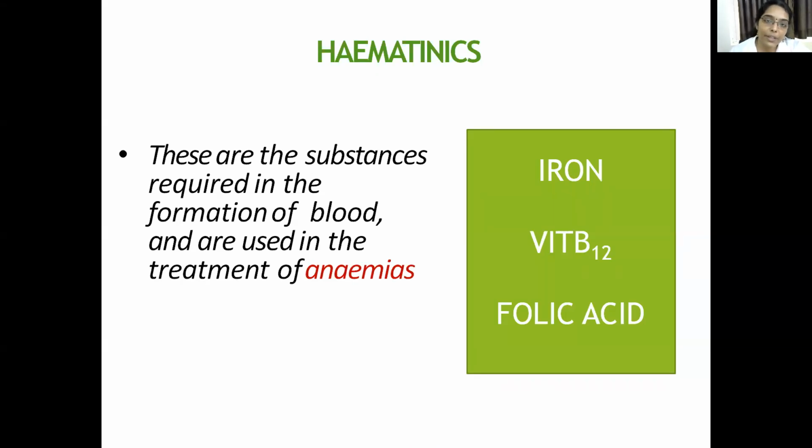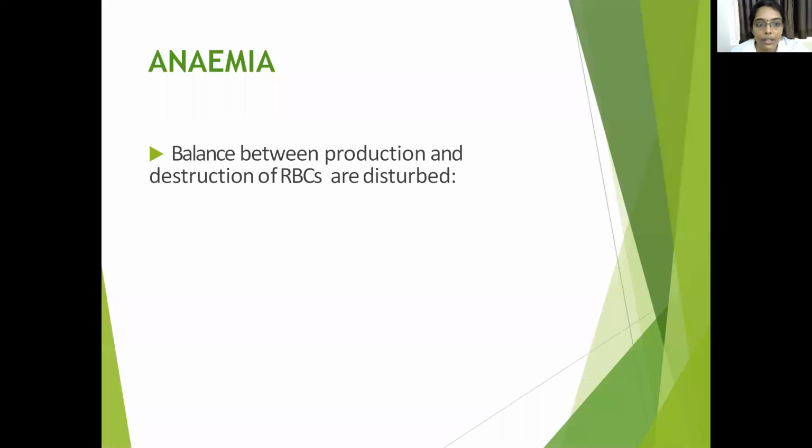Anemia can be defined as a decrease in the total RBC mass in the body, which eventually decreases the oxygen carrying capacity of the blood, leading to pallor and fatigue. Always there is a balance between production and destruction of RBCs in the body. Whenever that balance is disturbed, that leads to anemia. So what are the different conditions that might lead to the disturbance in the balance?